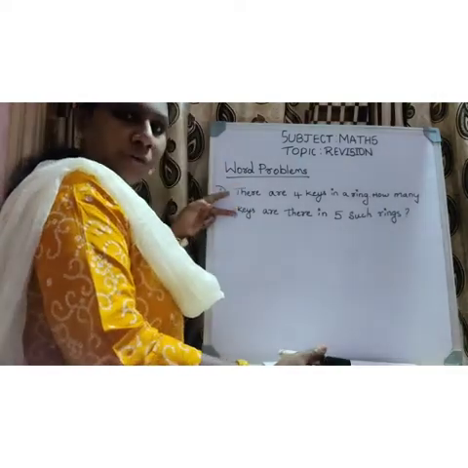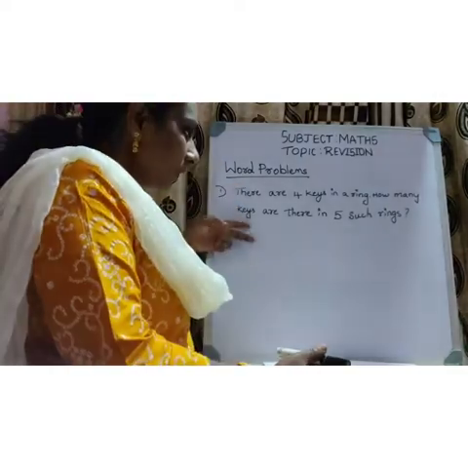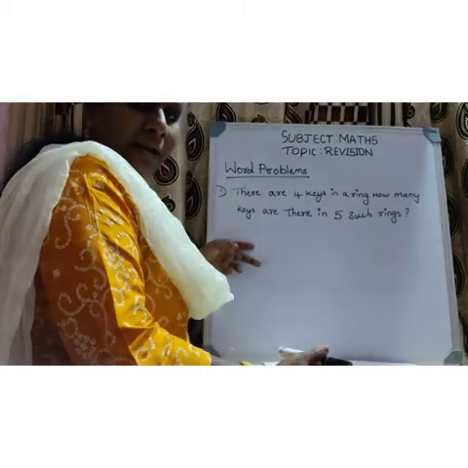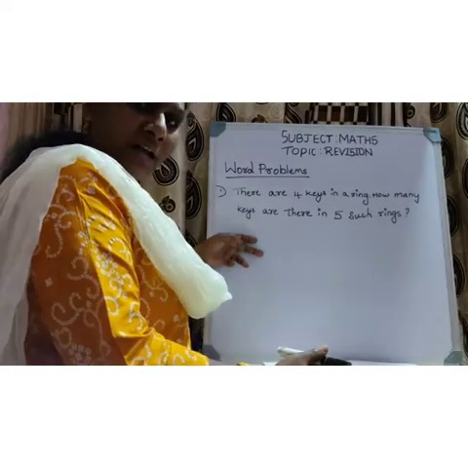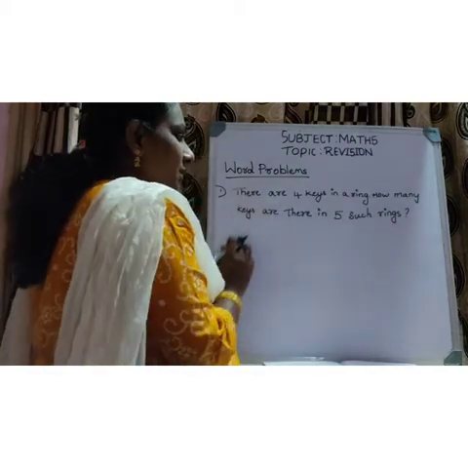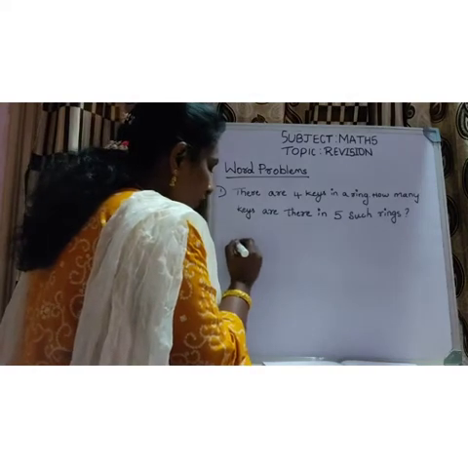After writing the question, in the test book also, leave 2 lines. After that start writing the statement. The statement according to this question is: there are 4 keys in a ring. So what should you write, children?